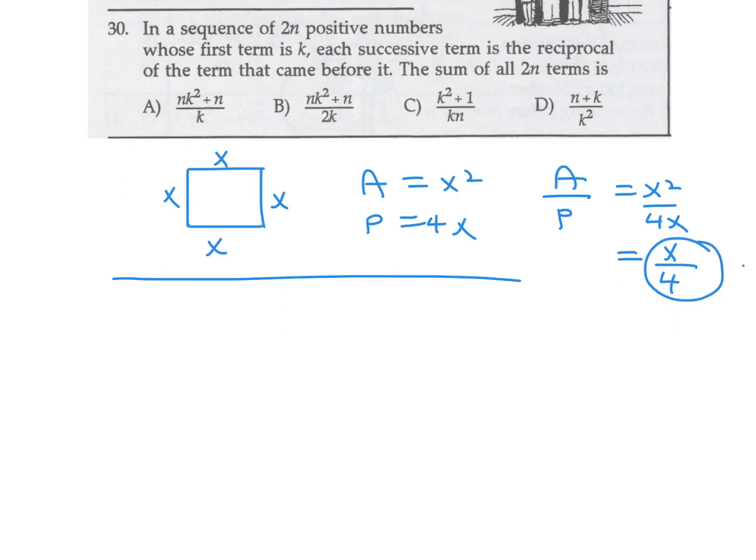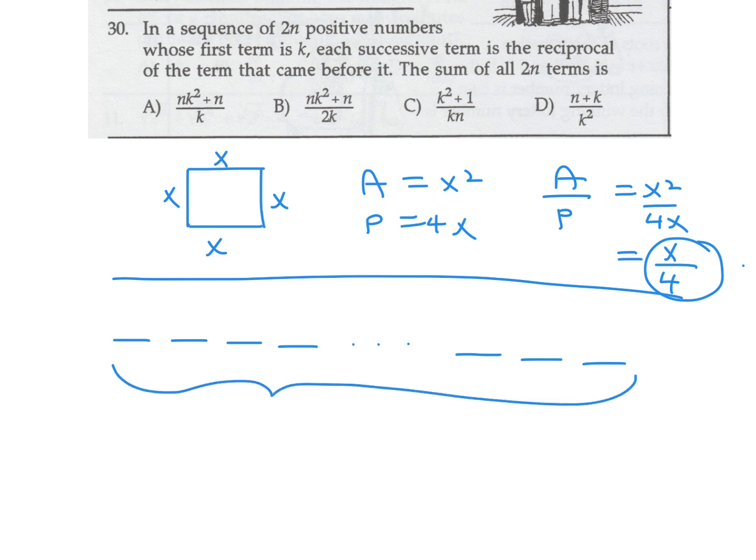And the last one. In a sequence of 2n positive numbers whose first term is k, each successive term is the reciprocal of the term that came before it. The sum of all 2n terms is. Okay, so we have a whole bunch of terms, and there's 2n of them. The first term is k, and the next one is the reciprocal, and the next one is the reciprocal of the previous term, and so on. And this is just going to keep going like that.